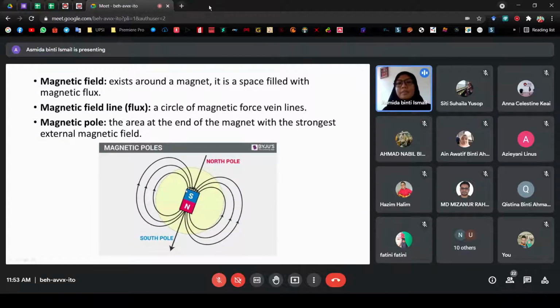Kutub. Bahasa Melayu kita panggil kutub. Kutub magnet. This is the area at the end of the magnet. So yang ni kita panggil north pole, and this is the south pole. So this is kutub utara, and this one is kutub selatan. So the strongest magnetic field akan berada dekat kutub lah.